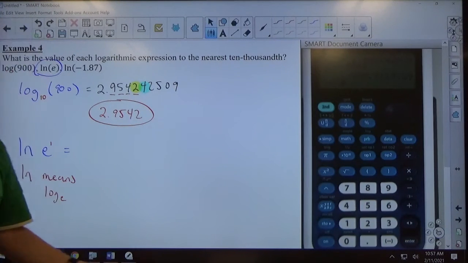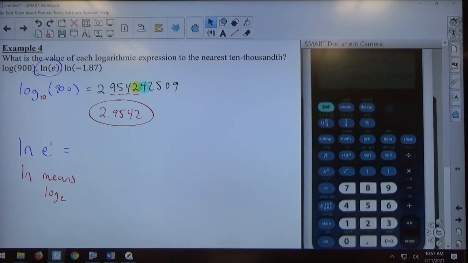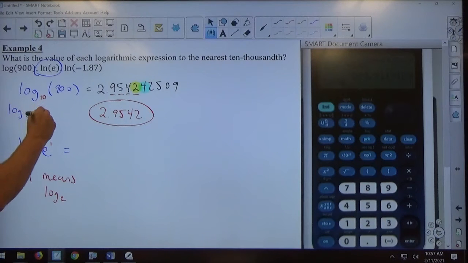All right? And some of you might be thinking right now, isn't it just 1? Right? Because of what we just did a moment ago, right? If it's log base E of E to the first power equals X, then E to the X equals E to the first, right? E to the X equals E to the first. So the answer is going to be 1.